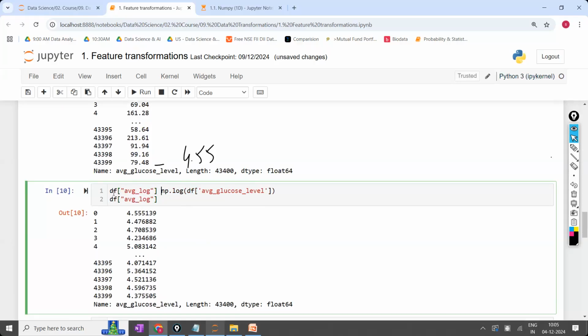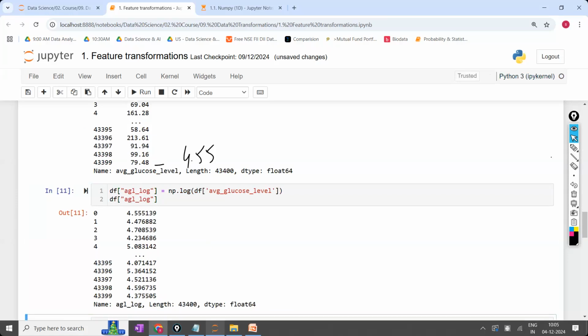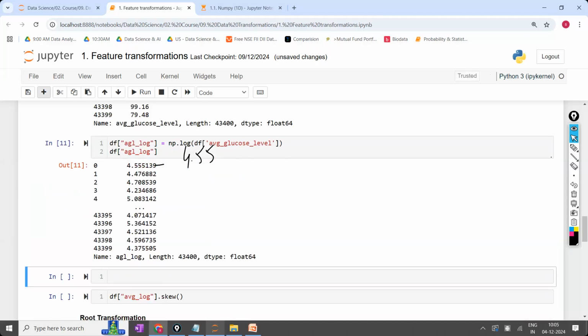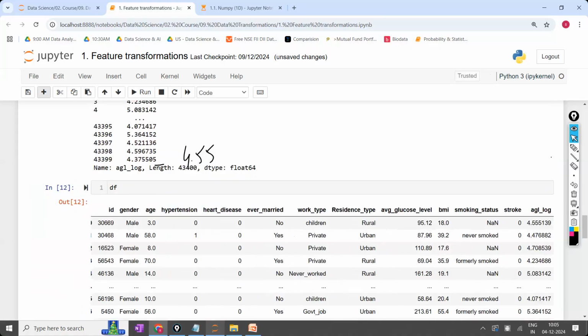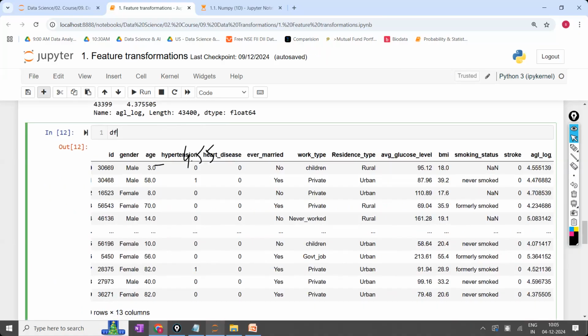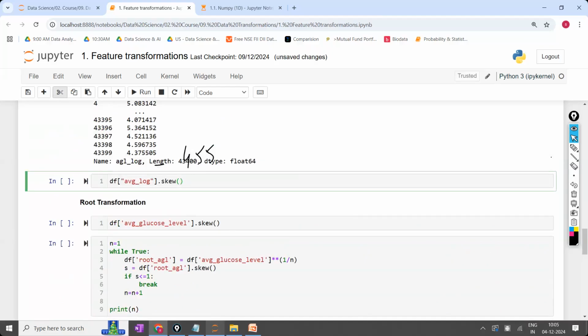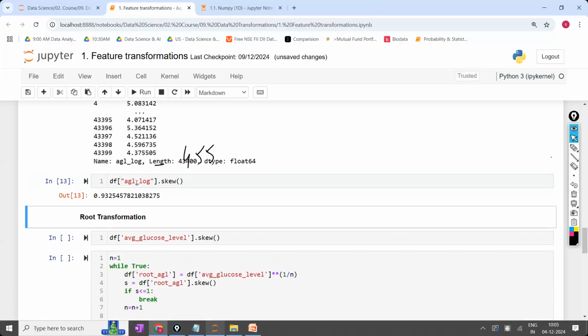AGL, average glucose level underscore log. Underscore log means it has applied the log transformation. Now let us check our df. It is going to create a new column called AGL underscore log. For the column it has created, I'm going to check the skewness, AGL underscore log. What is the skewness? It is 0.93.